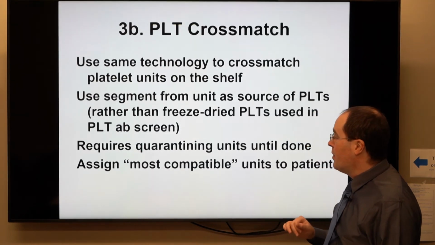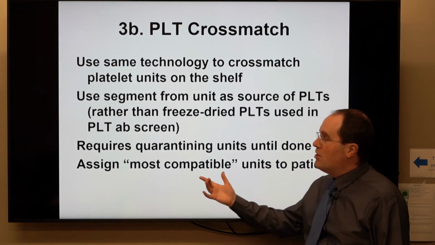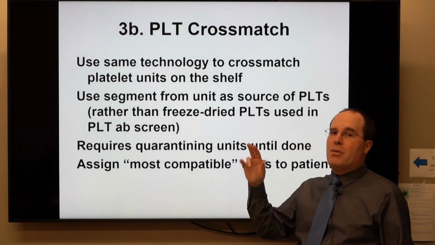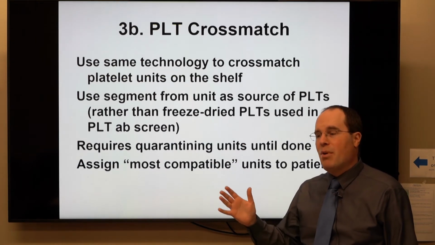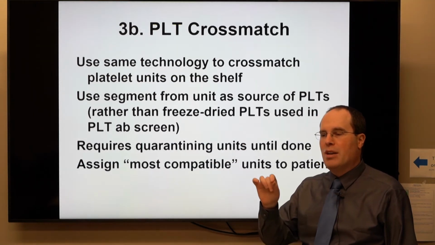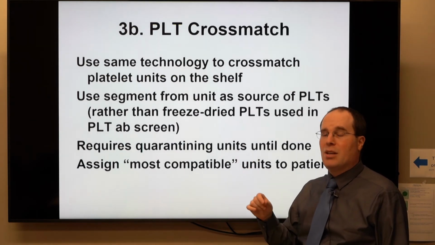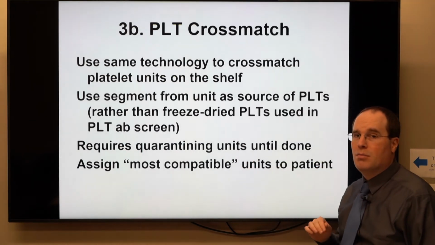And then basically there's not a lot of science behind this really. You just find the most compatible cross-match, right? If everything's positive but some things are weakly positive or 1+ positive, then we'll issue those. If some are actually cross-match compatible, we'll issue those preferentially.